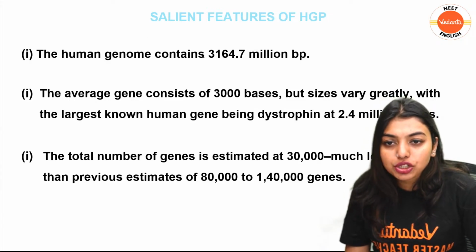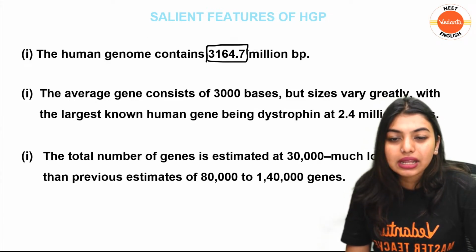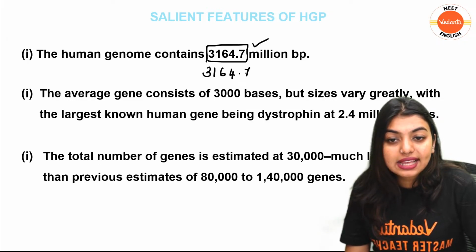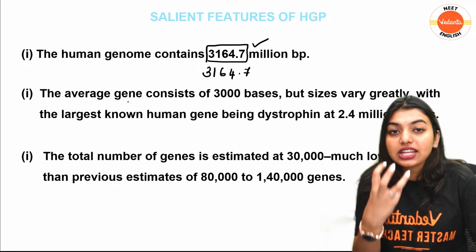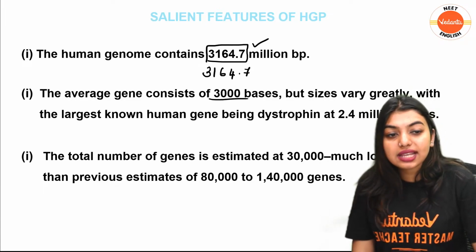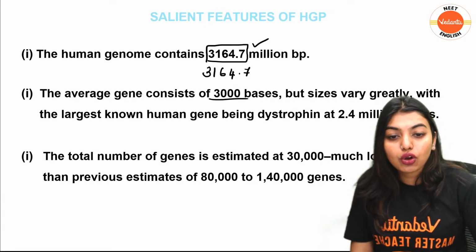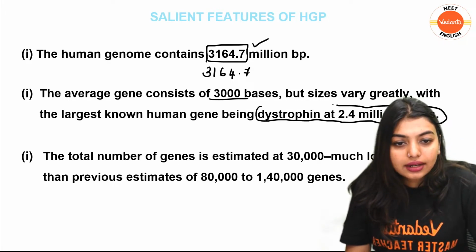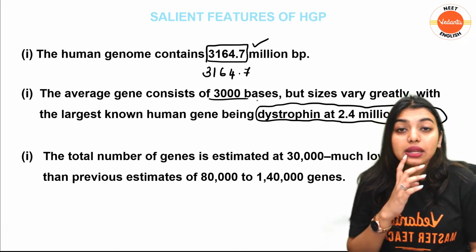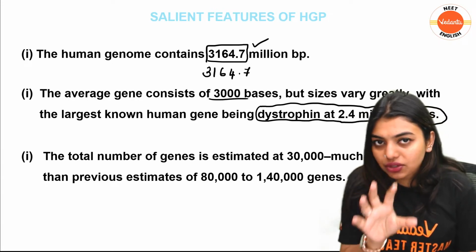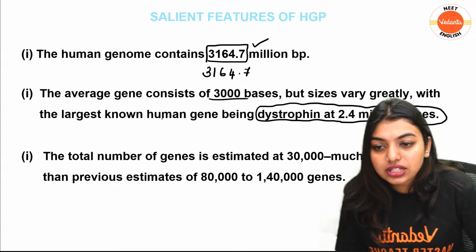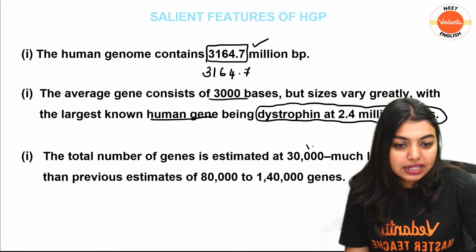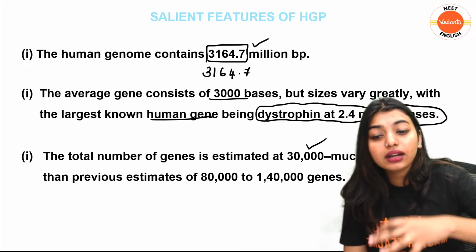Okay, students, the human genome contains 3164.7 billion base pairs. The average gene consists of 3000 bases, but the size varies, with the largest known gene called dystrophin. Very important. Dystrophin is around 2.4 million bases. The average gene consists of 3000, but then it varies. That is, the largest human gene is dystrophin. The total number of genes is estimated at 30,000, much lower than the previous estimate.